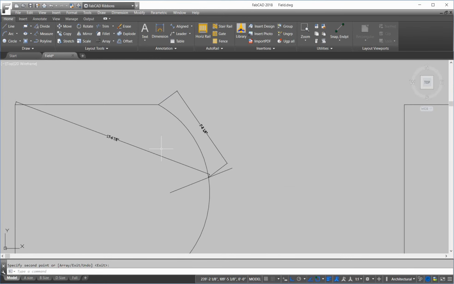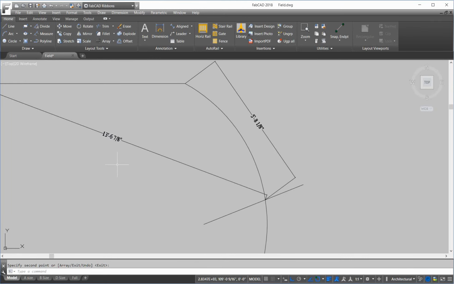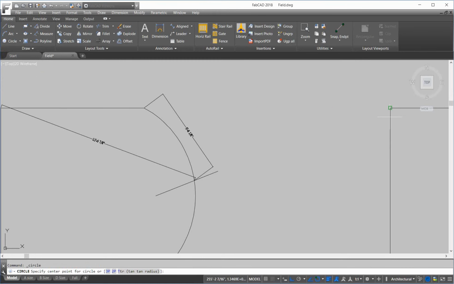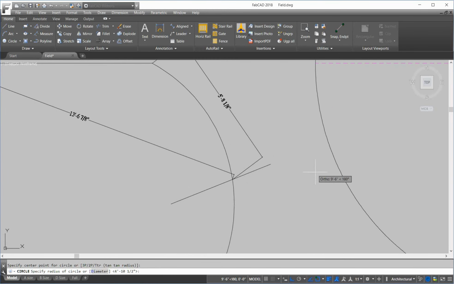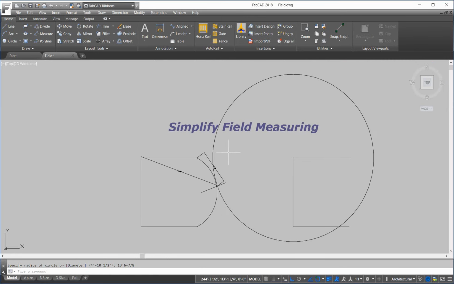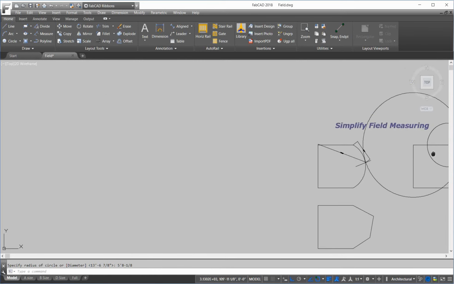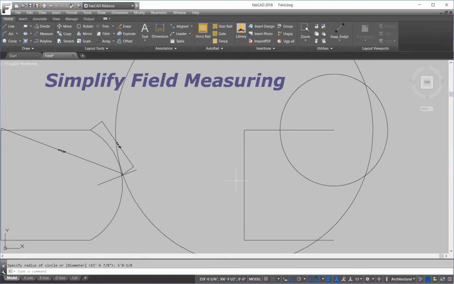The easiest way to do it with CAD is to use the circle command. The field dimension is the actual radius of the circle, and you draw these two circles, and where the circumferences meet, that's where this work point is. So let's see how this works out. Let's draw a circle from here, and it's 13 foot 6-7/8. Enter. That's one circle. And then the other circle we'll draw from the end point here, and that field dimension was 5 foot 8 1/8. So 5 foot 8-1/8. Okay, so now where that circle intersects here should be what this work point is.